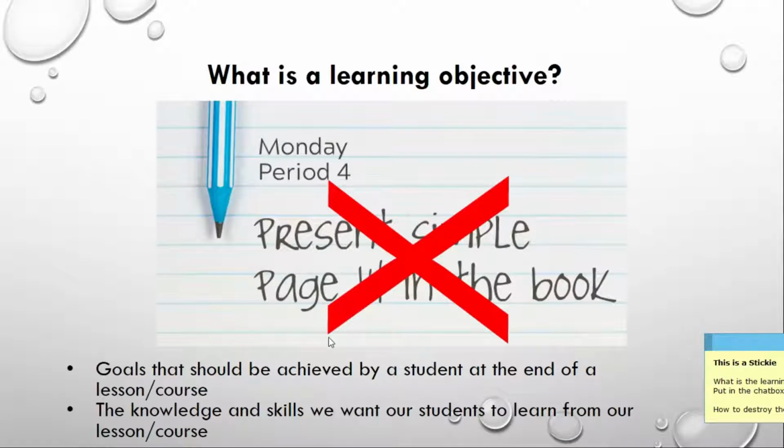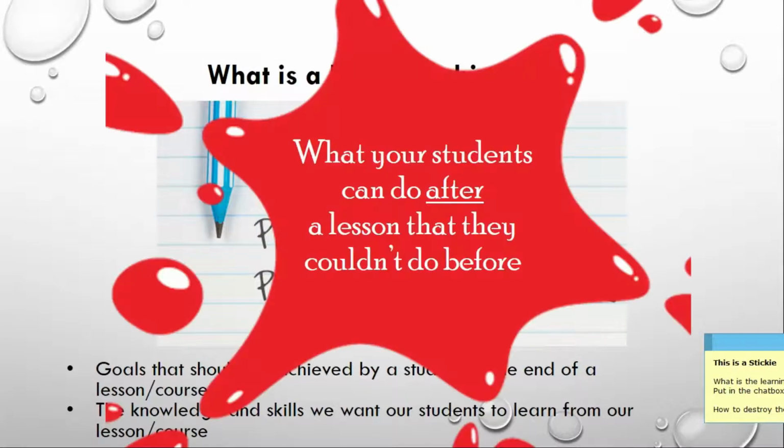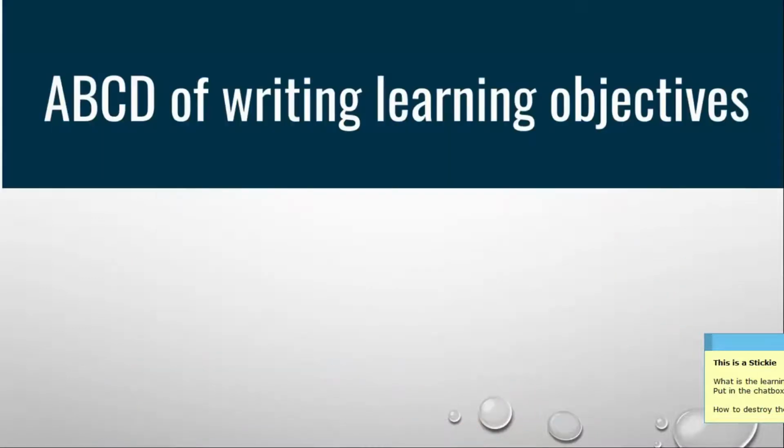A nice definition, I would say, for a learning objective is goals that should be achieved by a student at the end of the lesson, or of the course if it's a few lessons, and the knowledge and skills that we want our students to learn from the lesson or course. Basically, what can your students do after a lesson that they could not do before the lesson?